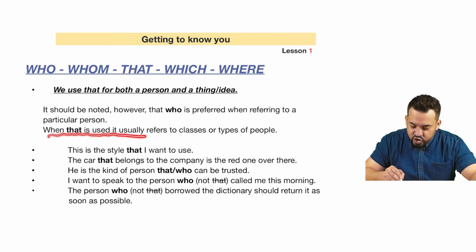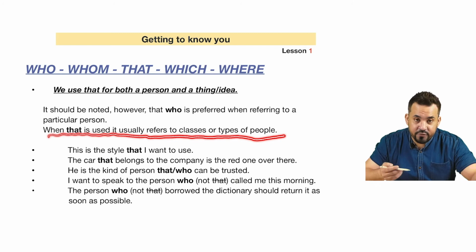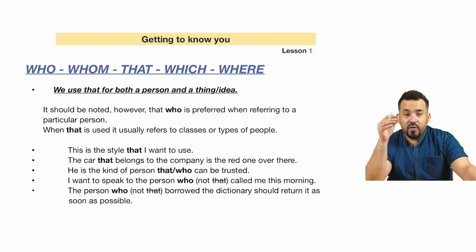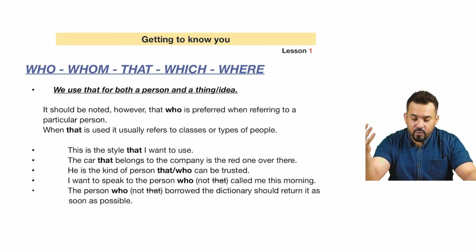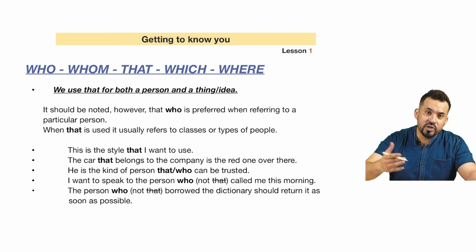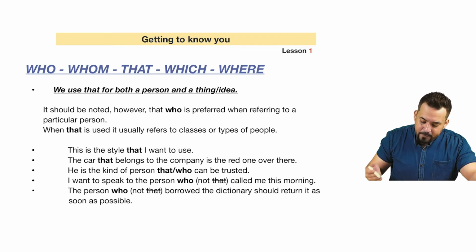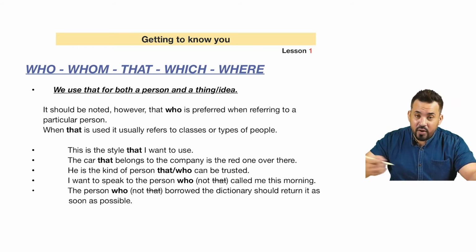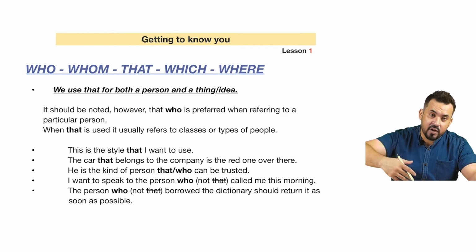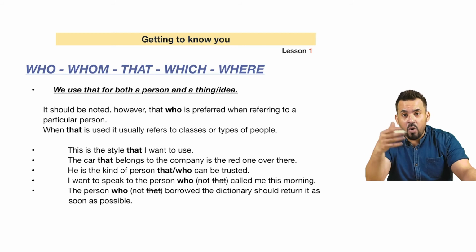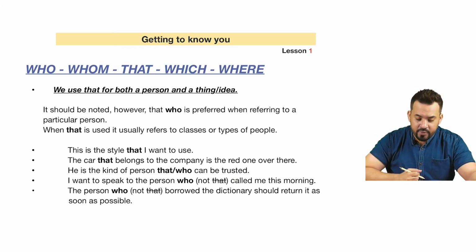All right, let's take a look. When that is used, it usually refers to classes or types of people. This is the style that I want to use. Now here we can also use which, right? So we replace that with which. We remove the which and we put that. This is the style that I want to use. The car that belongs to the company is the red one over there. So we could have used which here too. The car which belongs to the company is the red one over there.